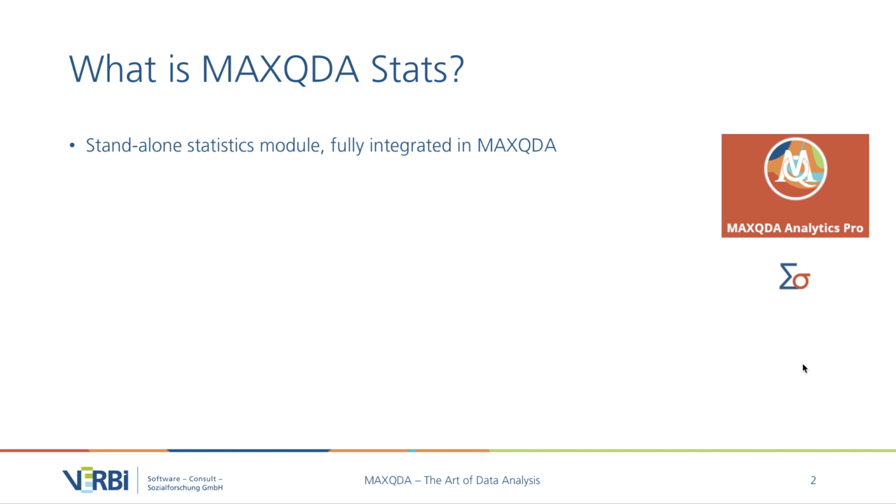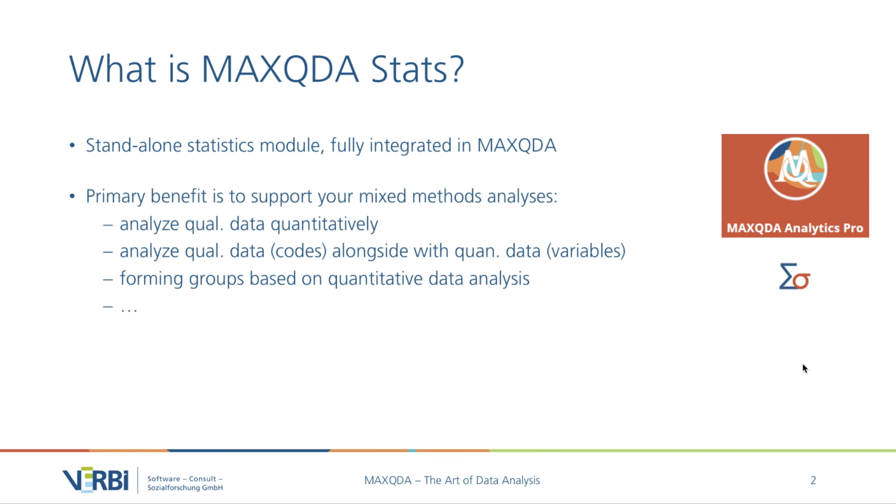So what is MAXQDA Stats? It is a standalone statistics module that is fully integrated in the data analysis software MAXQDA. The primary benefit of it is to support your mixed methods analysis. For example, you can analyze your qualitative data quantitatively. You can analyze your qualitative data, usually the codes, alongside quantitative data, the variables. Or, for example, you can form groups based on quantitative data analysis.